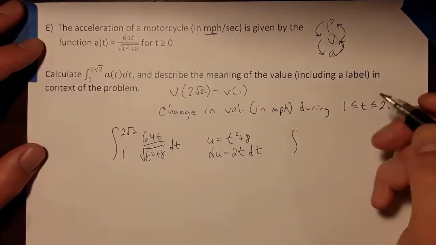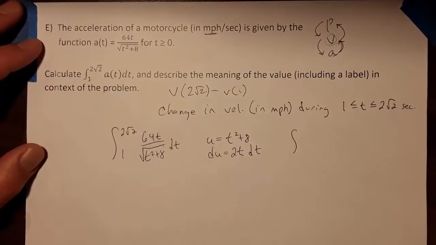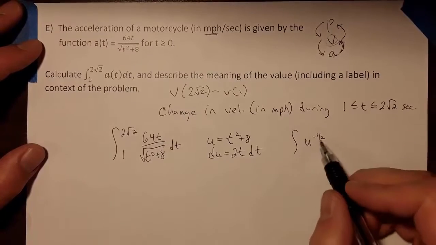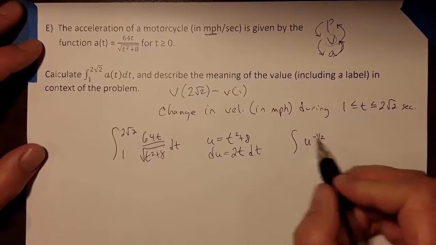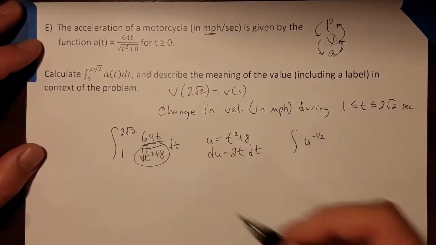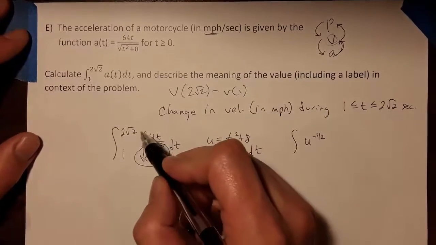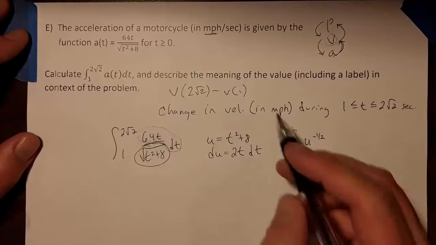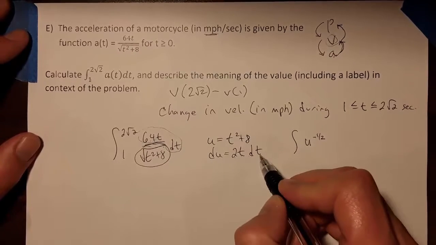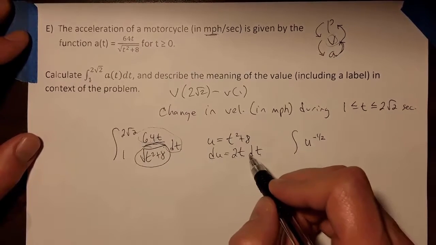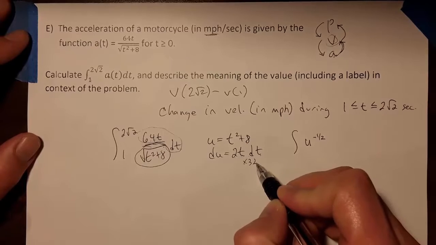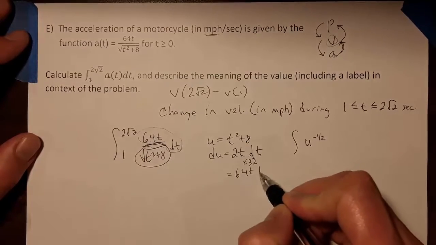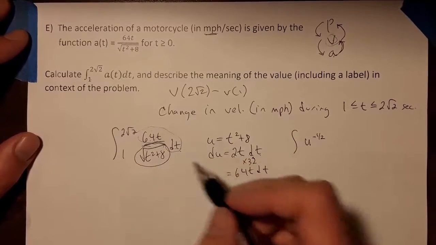And rewriting the integral, if I want to kill off the bottom, I just have to say u to the negative half. Again, the negative puts me in the denominator, the half gives me the square root, and now I've accounted for that much. I still need to take care of 64t dt. And right here what I have is 2t dt. If I could just power this up by 32, I would have 64t dt, which would be what I want.